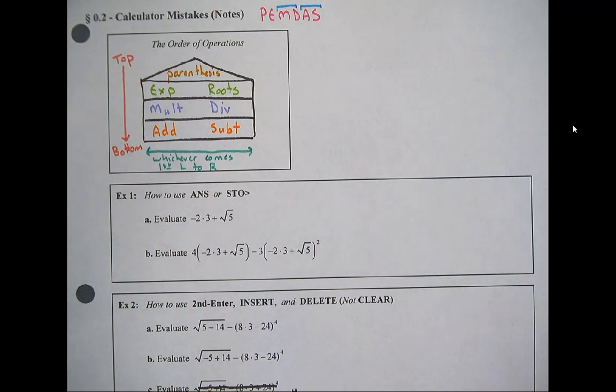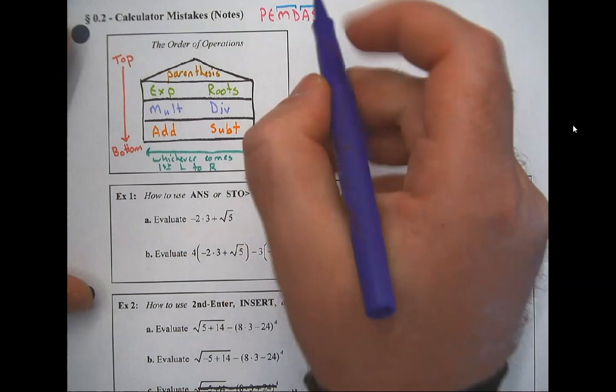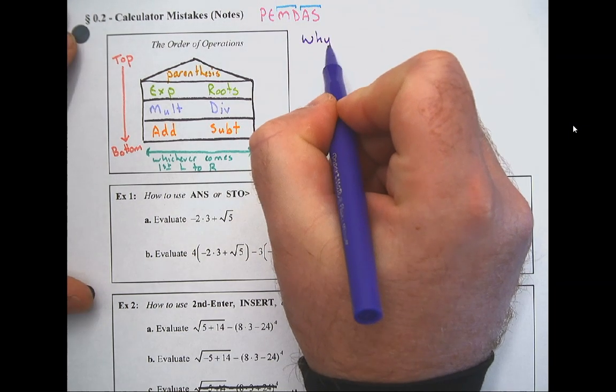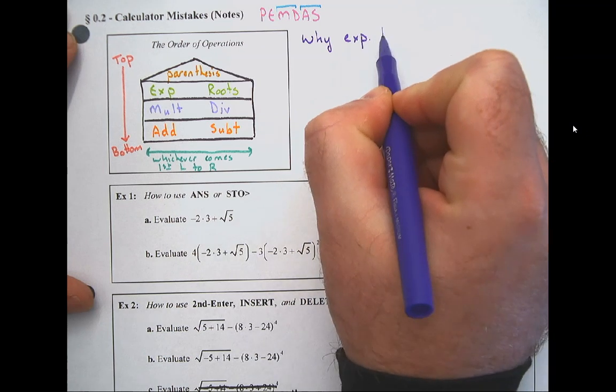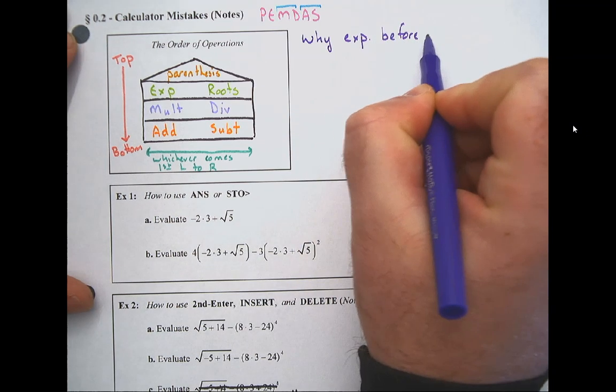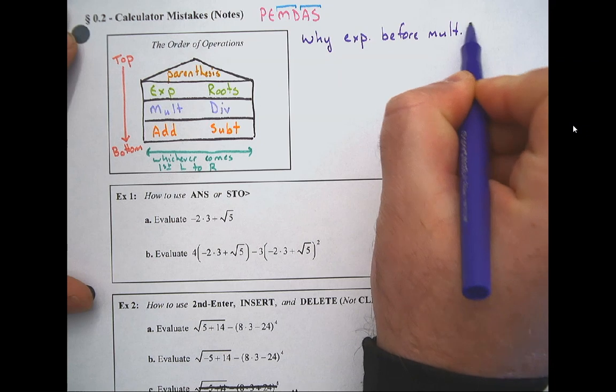evaluated it. And let's talk a little bit, why do you have to do exponents before multiplication? So why exponents before multiplication? That's the question.